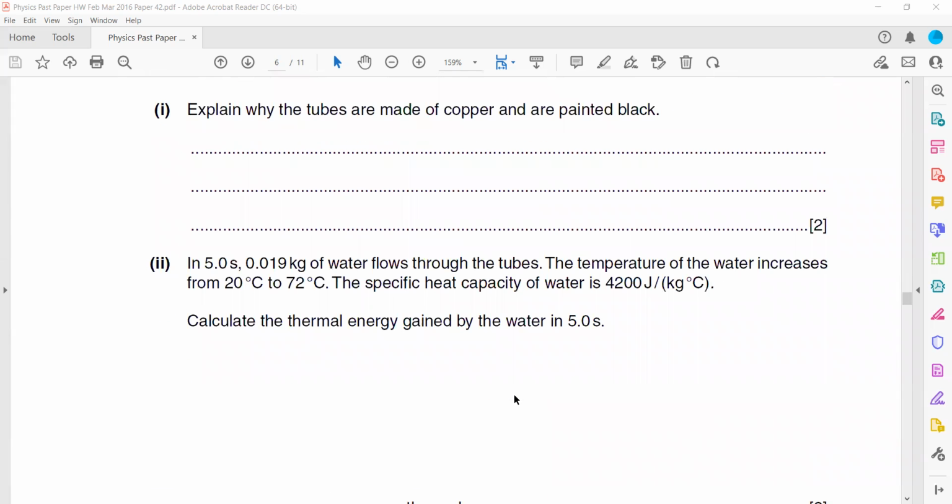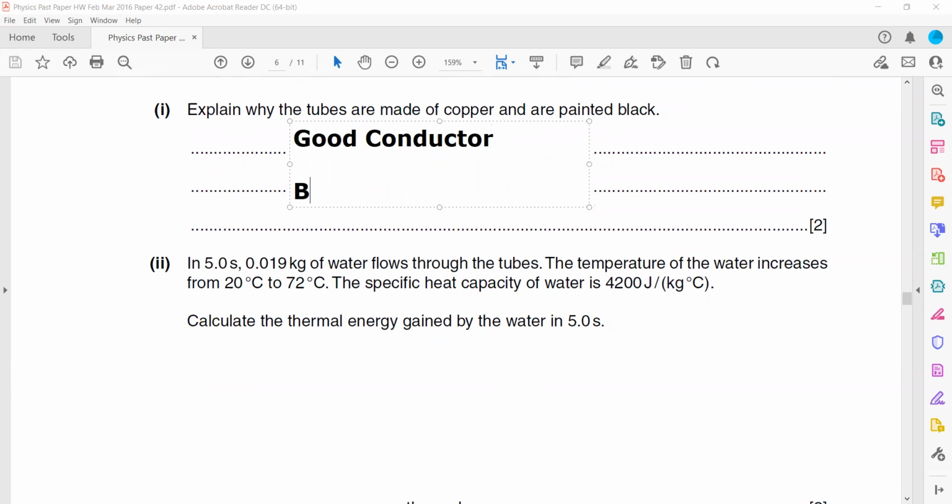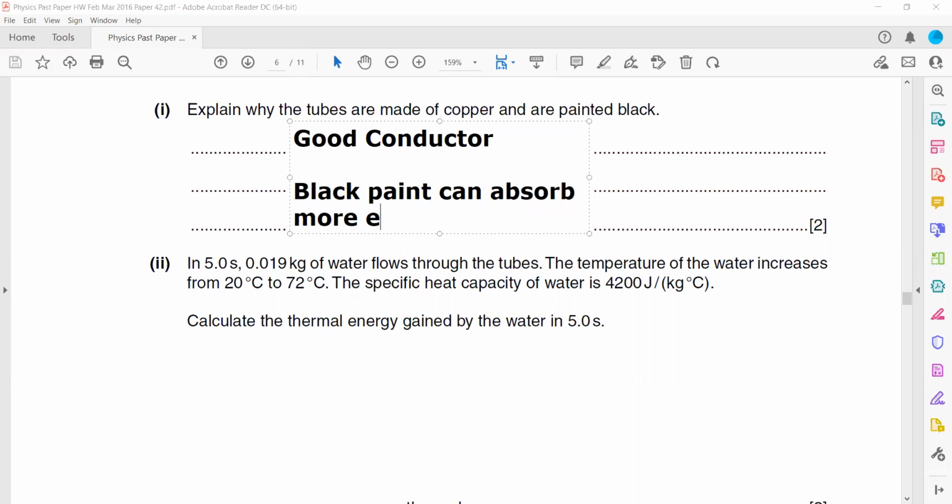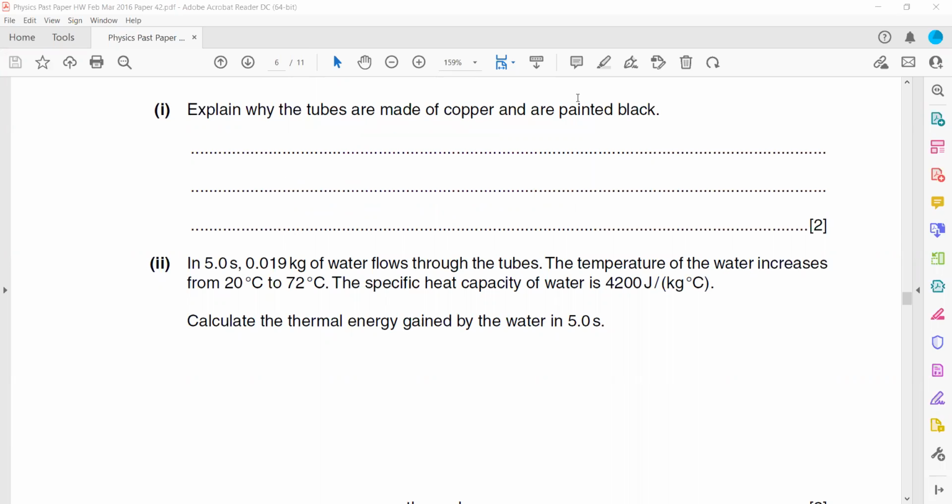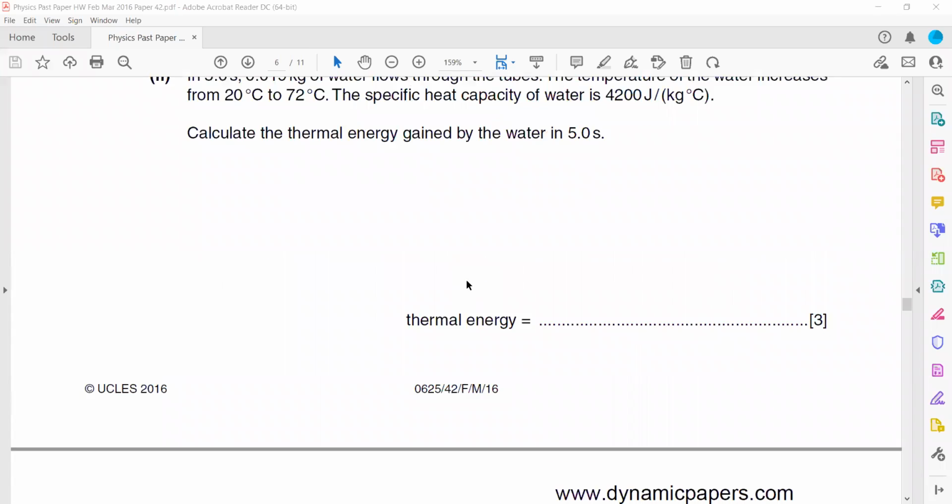Explain why the tubes are made of copper and painted black. What is the reason? Copper is a metal and a good conductor of heat. Why is it painted black? Because dull and dark surfaces are good absorbers, so they can absorb a greater amount of energy. That's why it is painted black. If you don't want it to absorb energy, then it should be shiny.